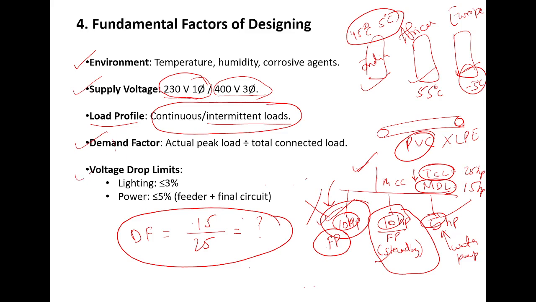Now after this, voltage drop limits. For lighting loads, the voltage drop should be less than or equal to 3% as per IEC, and for power loads, it should be less than or equal to 5%. So these are the fundamental factors. By keeping this in mind, we'll start our calculation.